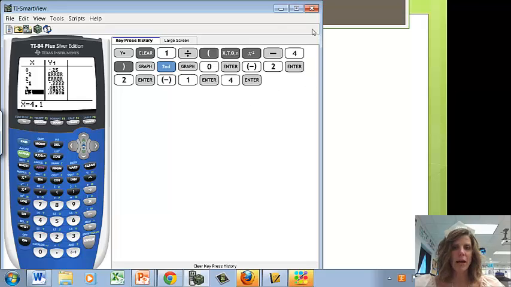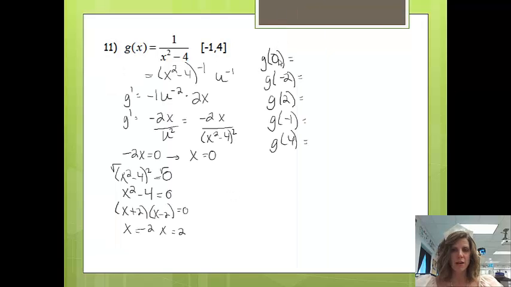Now let's go back to the other screen. When I found g of 0, it was -0.25. G of -2 and g of 2 both ended up being errors because the function is undefined at those points, so we're just going to cross those off. When we plugged in -1, we got -1/3, and when we plugged in 4, we got -0.083, I believe. One other thing about x equals -2, we could have crossed it off in the first place because -2 was not in this interval, so we wouldn't even include it as a candidate.